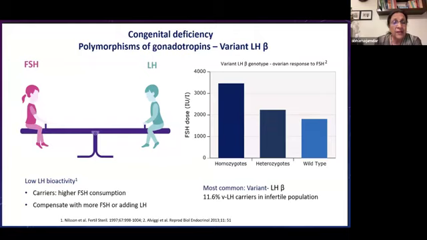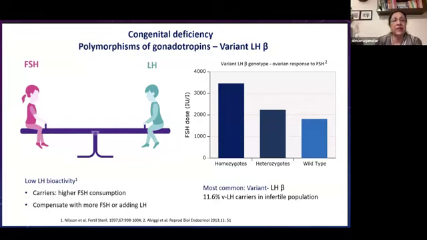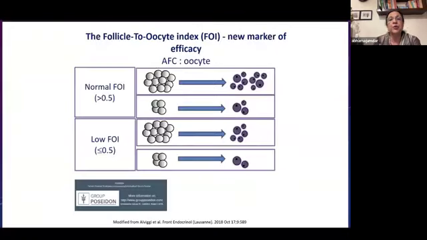So all the carriers have high FSH consumption. And the higher the variation polymorphism, the higher would be the need to either compensate by adding more FSH or add LH to these women. I'll show you here. Now, we know that this is a new definition, that FOI is a new marker of efficacy of stimulation. Normal FOI means this is the cohort and this is the number of oocytes generated. So this is normal. But if this is the cohort and only this many oocytes are generated, this is low FOI, follicle to oocyte index.